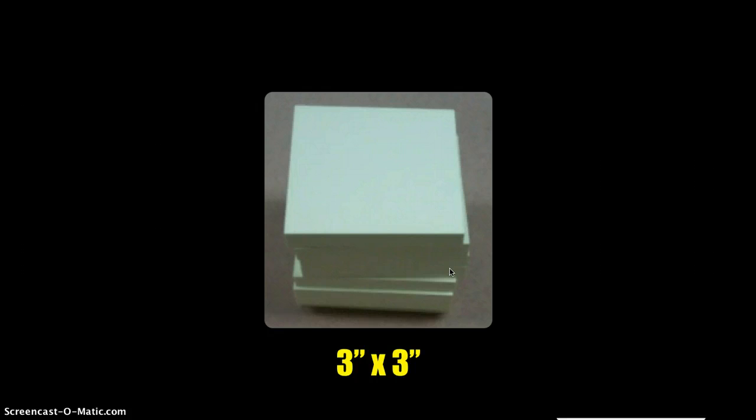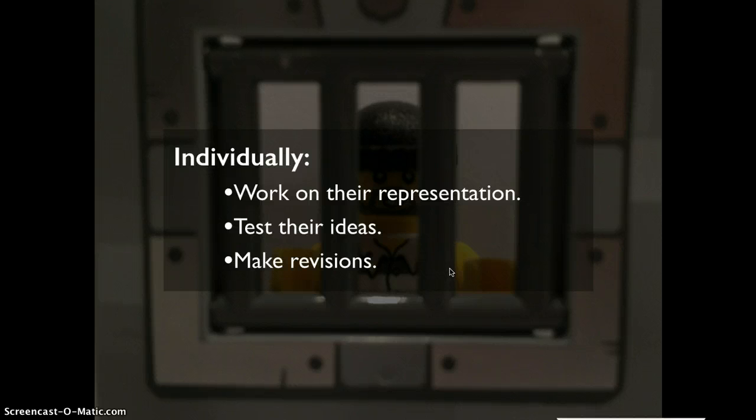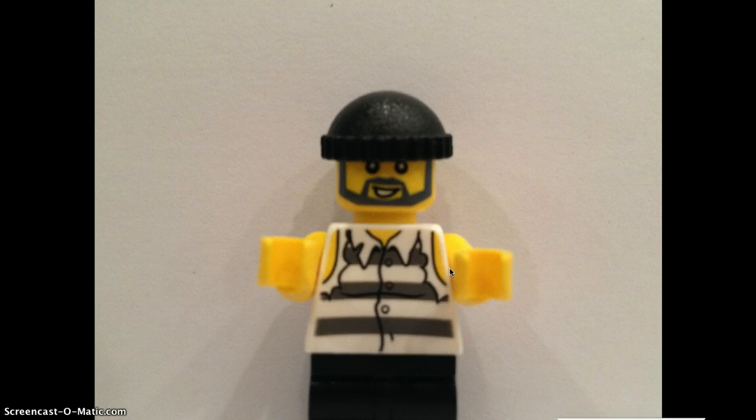Okay, so now you've got this information that you think would be helpful here. What are the students doing now? Here's what the students are doing. They're going to work on their representation and test their ideas and make revisions. Individually, here's the key word. Kids need individual time to think. And I joke about this, but I'm actually very sincere that we don't want to rob students of that individual think time.